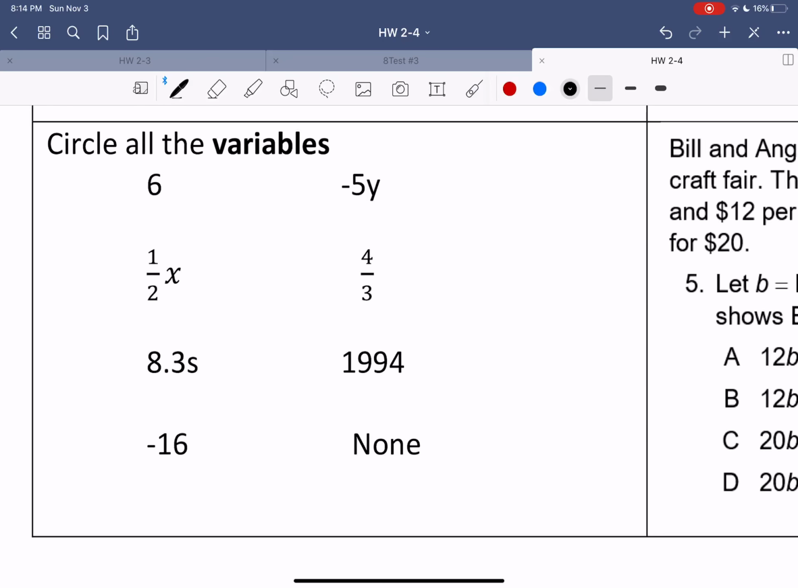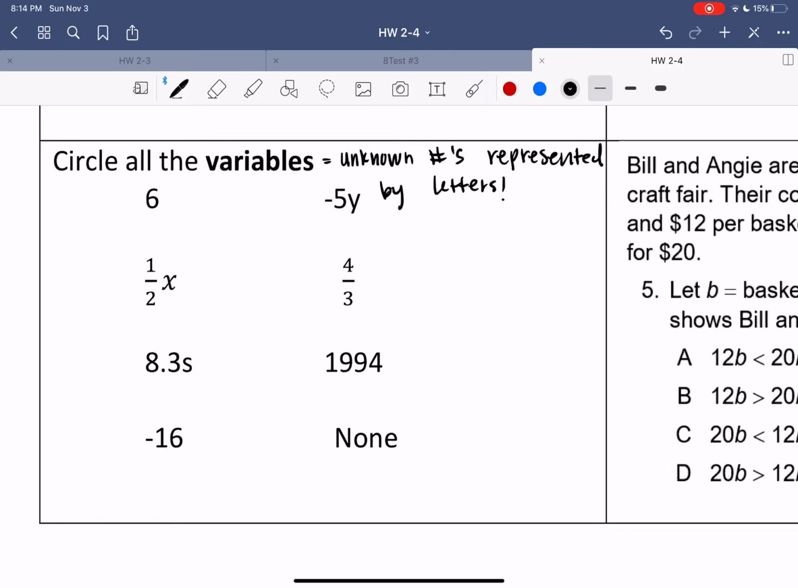All right, so now we need to remember what variables are, going back a little bit towards the beginning. Variables are unknown numbers represented by letters. So with that definition, you should be able to determine which ones have variables or not.